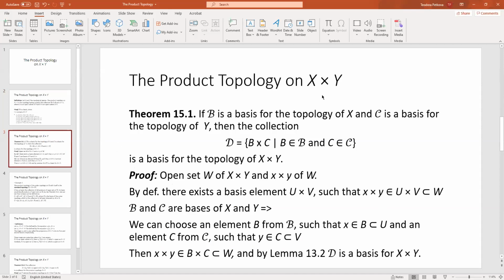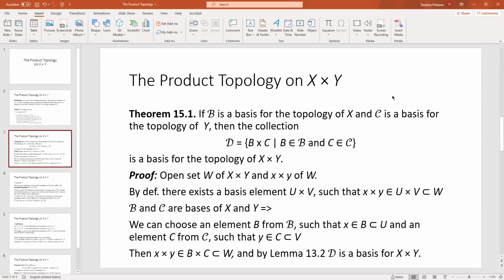So okay, we go to theorem 15.1, and its statement is that if B is the basis for the topology of X and C is the basis for the topology of Y, then the collection D, which is the collection of all sets B cross C, such that B belongs to the basis of X and C belongs to the basis of Y, is a basis for the topology of X cross Y.